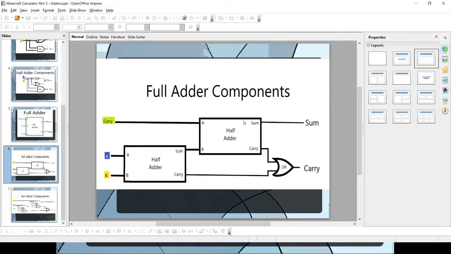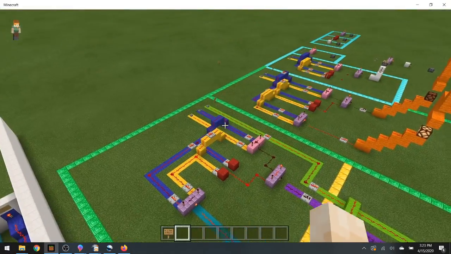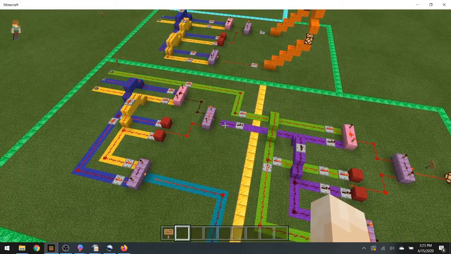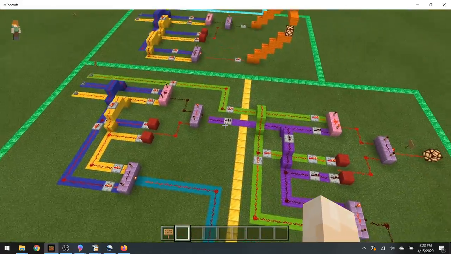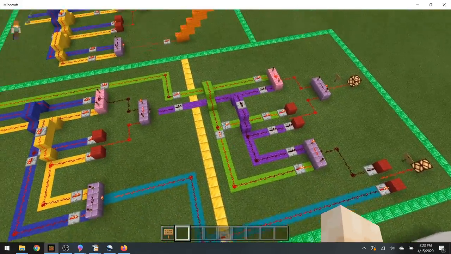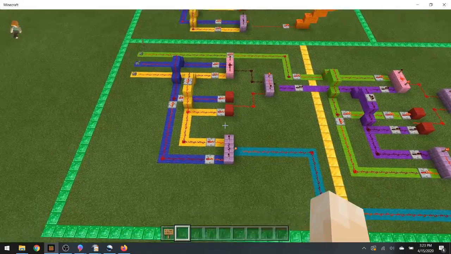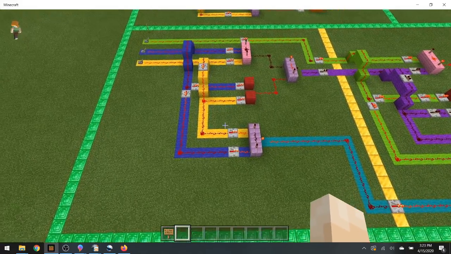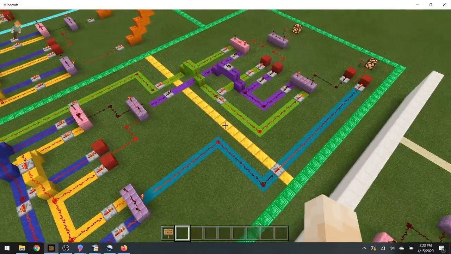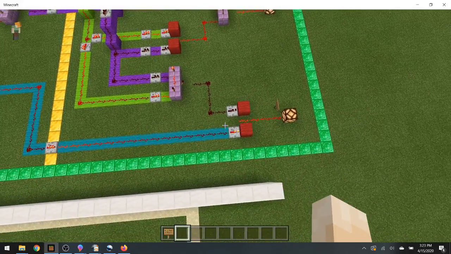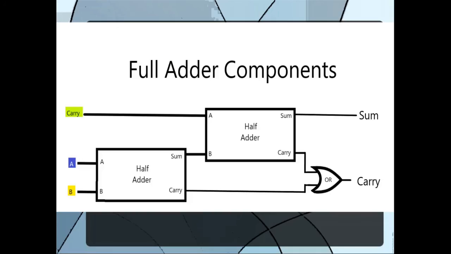So looking at Minecraft, the purple here is the sum from this first half adder, and it goes into a second half adder here along with the carry line. So everything to the left of that gold line here is like the first half adder, and then over here is like the second half adder, and then this little part down here is like that OR gate right here. So you end up with two signals, a sum and a carry.